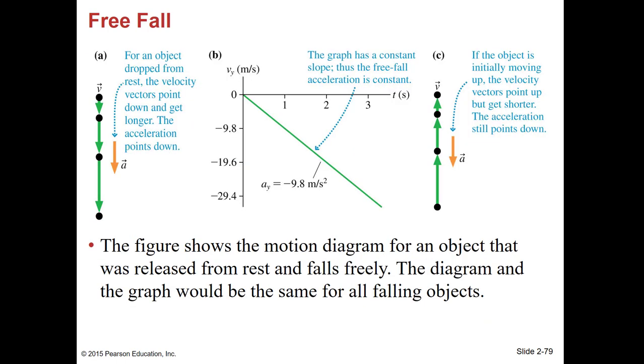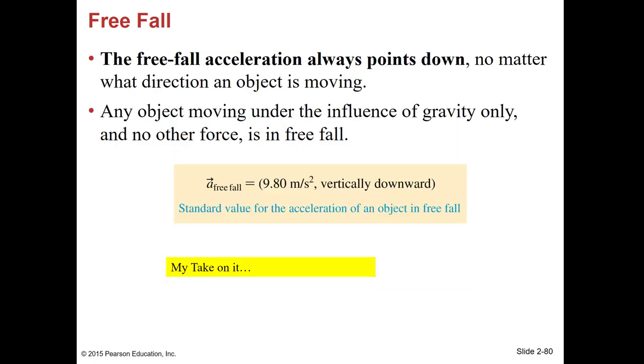Here's a graph of velocity versus time for free fall. The velocity is changing at a constant rate, negative 9.8 meters per second squared. Here's the motion diagram on the way up and on the way down. Same thing, acceleration negative 9.8. In a way, this makes our life a little bit easier. For all the kinematics equations we have, we know what the acceleration is.